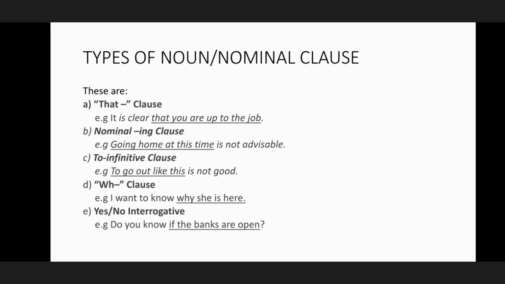So the example: "Do you know if the banks are open?" That is a question. That is why it is called yes or no interrogative. So it depends on what the answer is. Is it that the banks are open? If yes, you say yes. If no, you choose no. So if probably this question is asked during the vacation or holiday, the answer will be yes, because banks will work except on independence days.